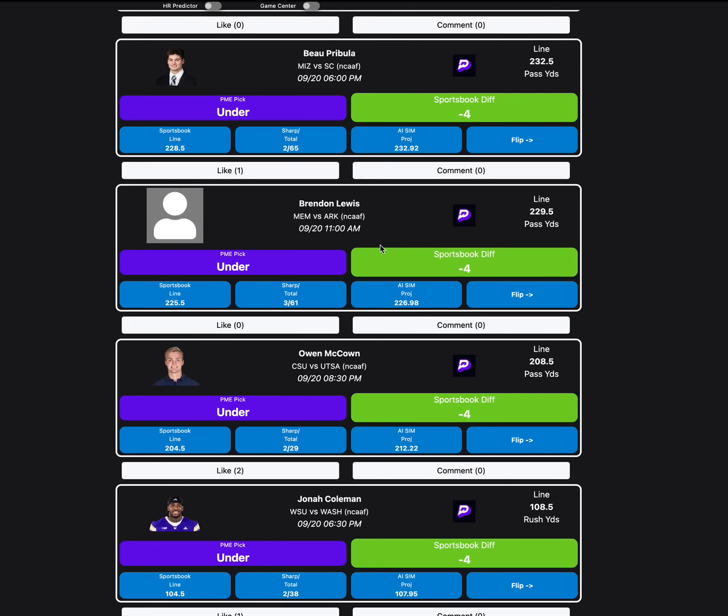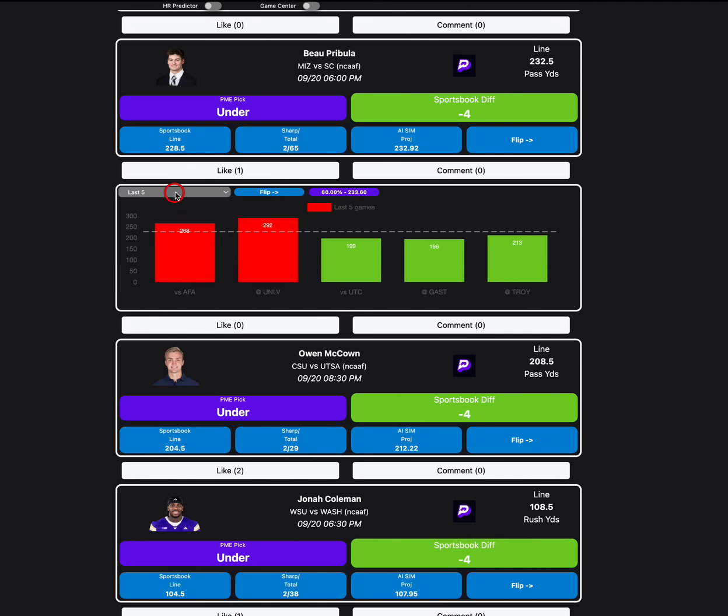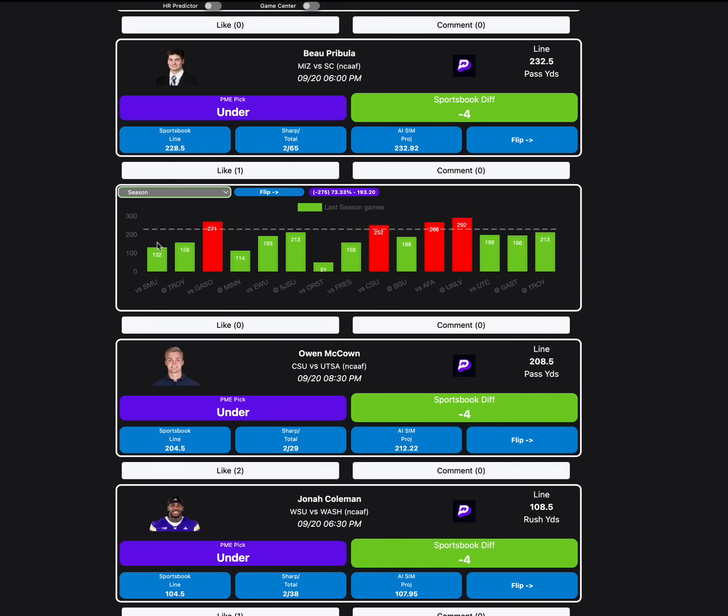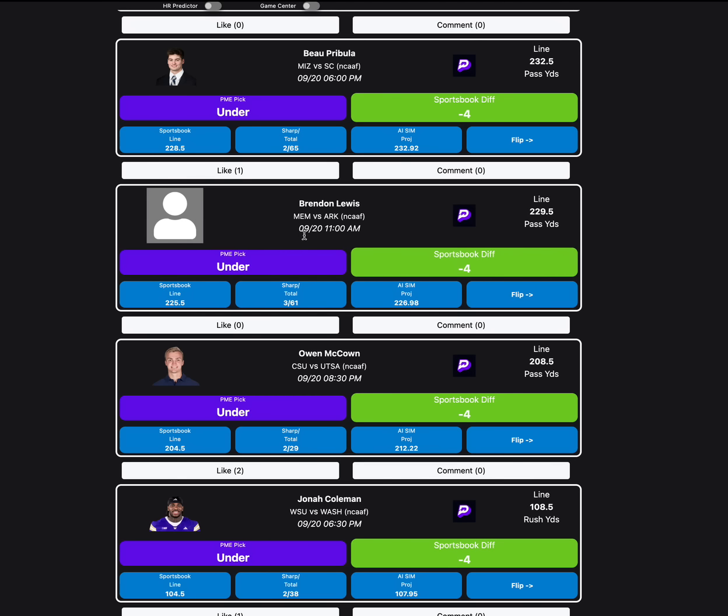Now, let's talk about a play that makes total sense and checks every box y'all should be looking for. Brandon Lewis, under 229.5 passing yards at a minus 4 sportsbook differential. Not only are 3 sharp books baked into an average of 225.5, but the AI Sim, after simulating the game 10,000 times, has him at 226. So both of these are solid on the under. Brandon Lewis, under 229.5. Let's take a look at his season hit rate. He's gone under in 73.3% with an equivalent money line of minus 275. Again, fantastic option with Brandon Lewis under 229.5.